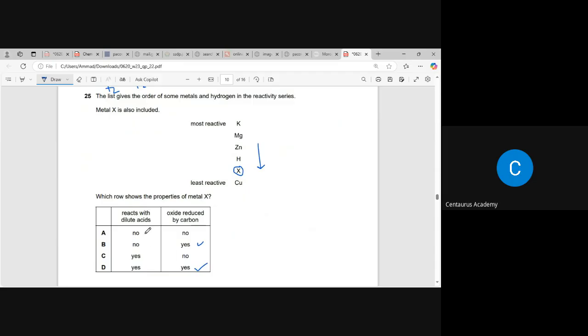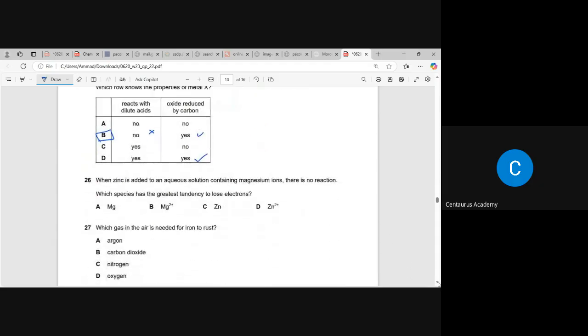Then the next one says it reacts with dilute acids. No, it is not going to react with dilute acids. Why? Because it is present below hydrogen in the reactivity series. Copper alone does not react with the dilute acids to produce any salt. Okay, so B is the right answer here.